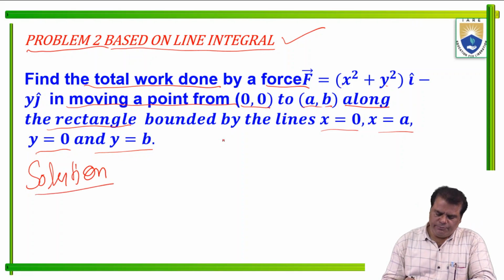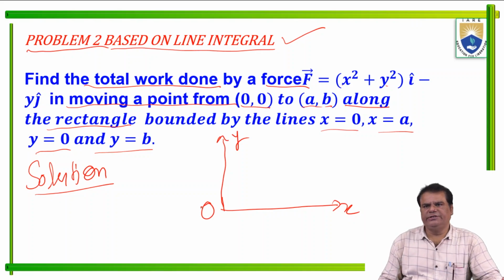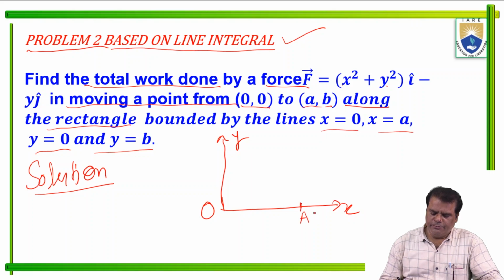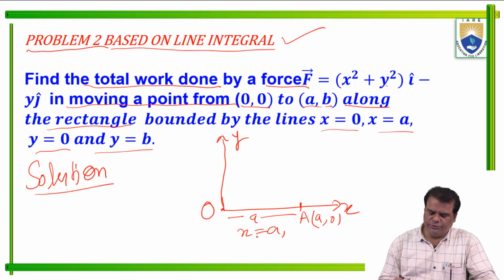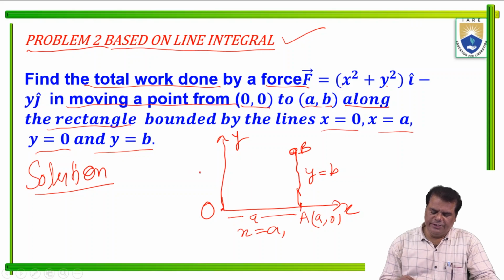First of all, making the x-axis and y-axis with the origin. There is no third axis, z-axis. So here is point A, the position of A comma 0. This is the origin, so this distance is a, x equal to a. Now this coordinate is point B, this is y equal to b.